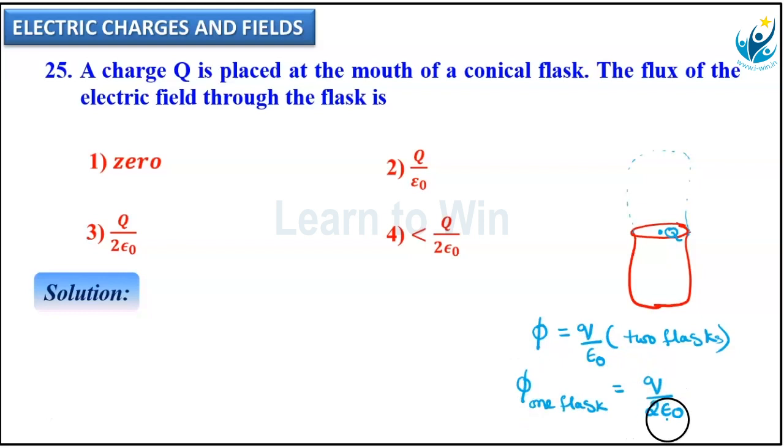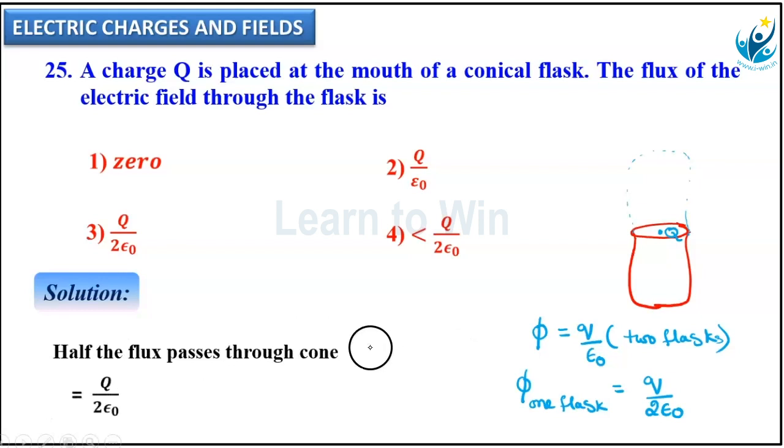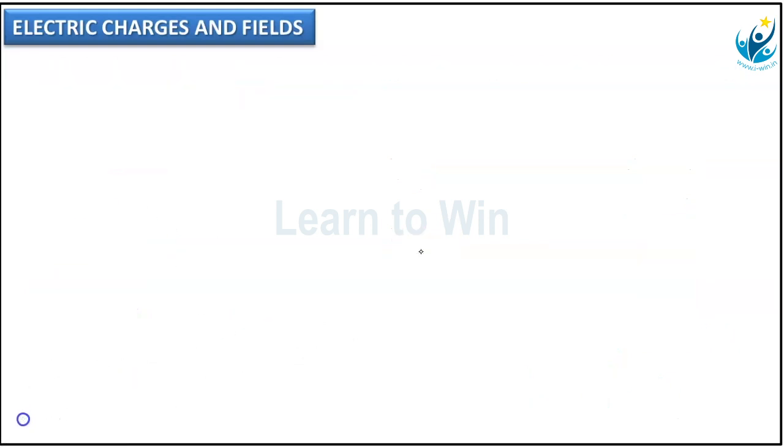This is the solution for this problem. Once check the solution. Half the flux passes through the cone, which is equal to Q by 2 epsilon naught. Hence, the third option is correct.